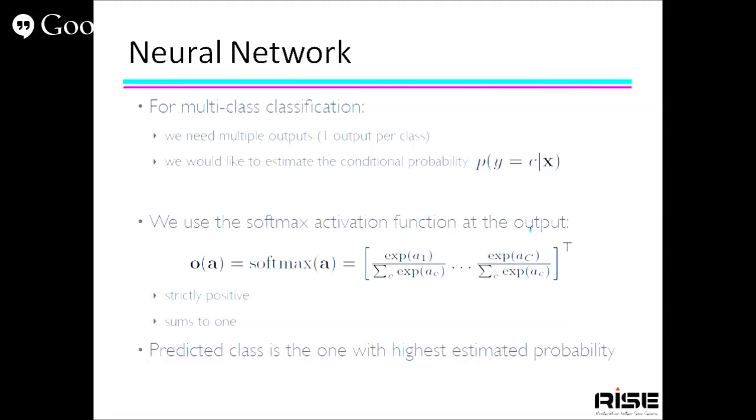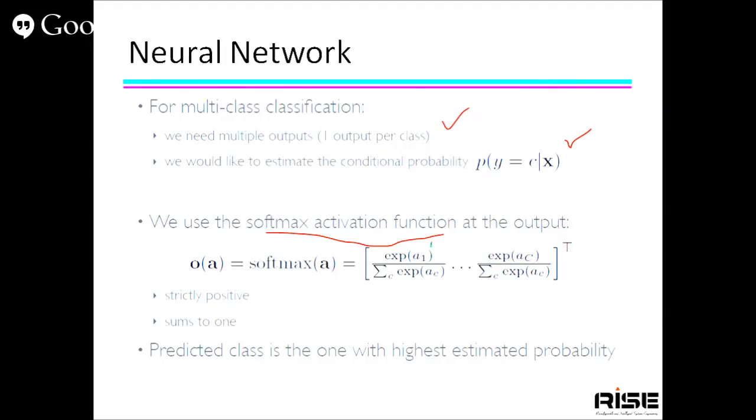So for a multi-class classification problem, what is the requirement? We need multiple outputs. One simple solution is this: you have multiple outputs, and for each class you put an output, and we would like to estimate the conditional probability, the probability of that class given x. So what can be done is to use a softmax activation function at the output.